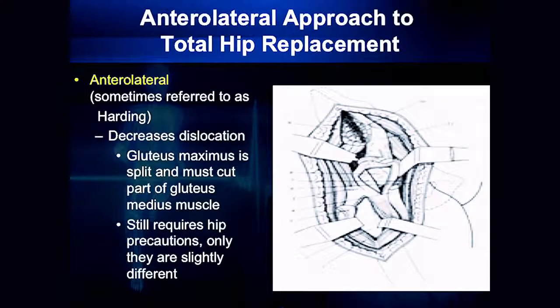Anterolateral, very similar. Now the incisions move to the side of the hip, and when this is done, you also have to have cutting of the muscles. So very similar to the posterior approach, you may require some of the precautions that are involved with the cutting of the muscle.